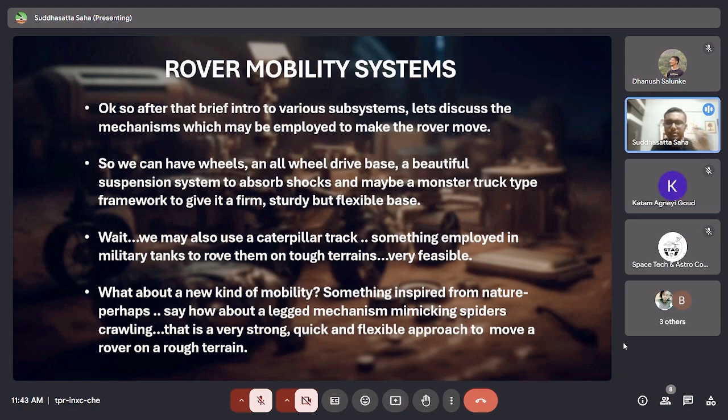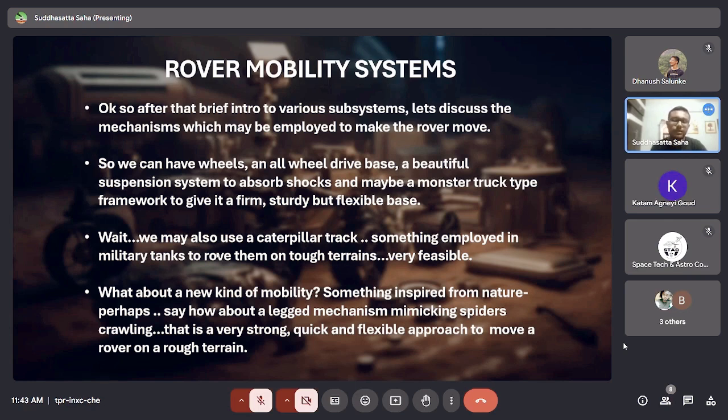So I would like to discuss something which is apparently very interesting and at the same time challenging to construct and analyze, which is the mobility systems. They basically mean something which you deploy which makes the rover move. In the case of cars, you have a suspension system, you have an all-wheel drive base. So basically that is how the car moves.